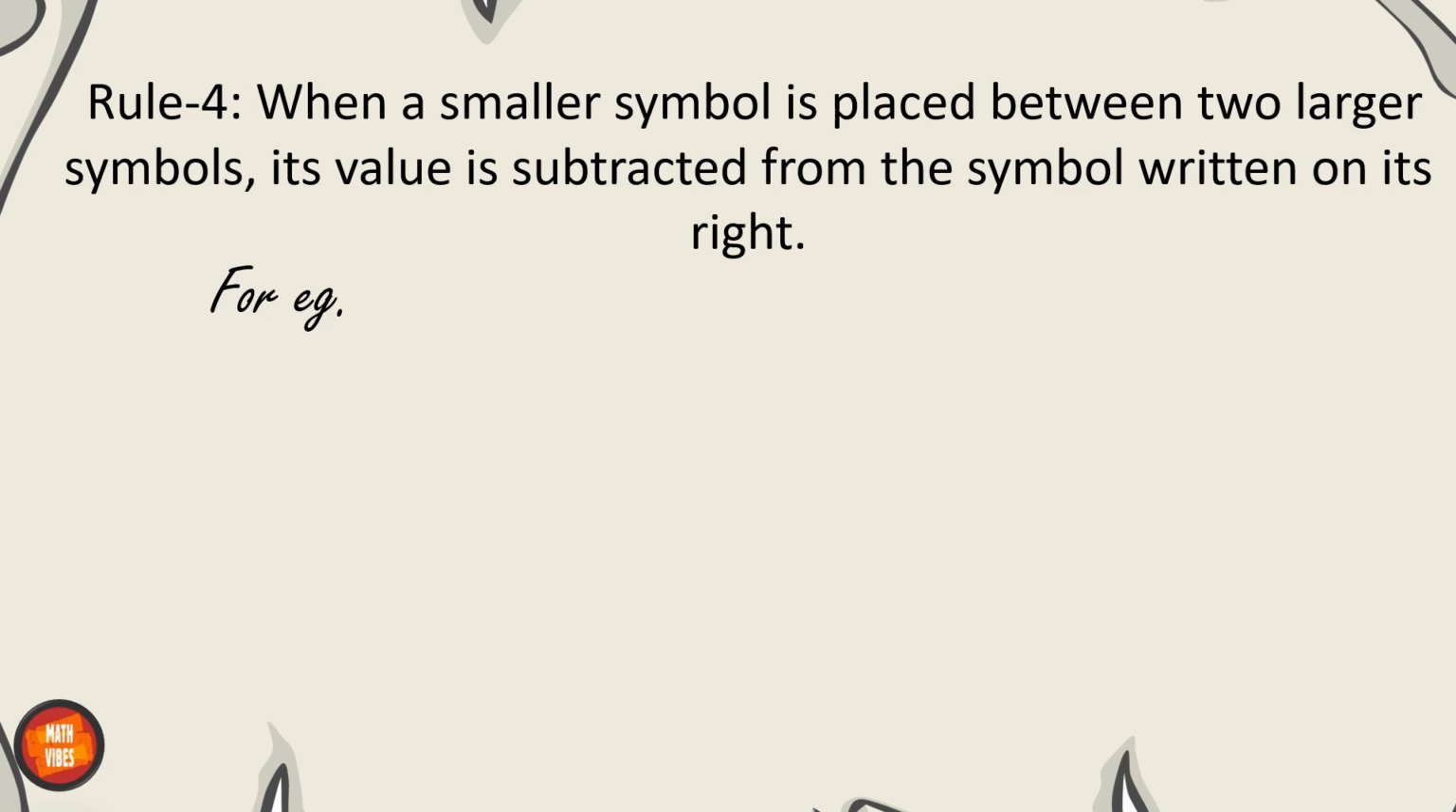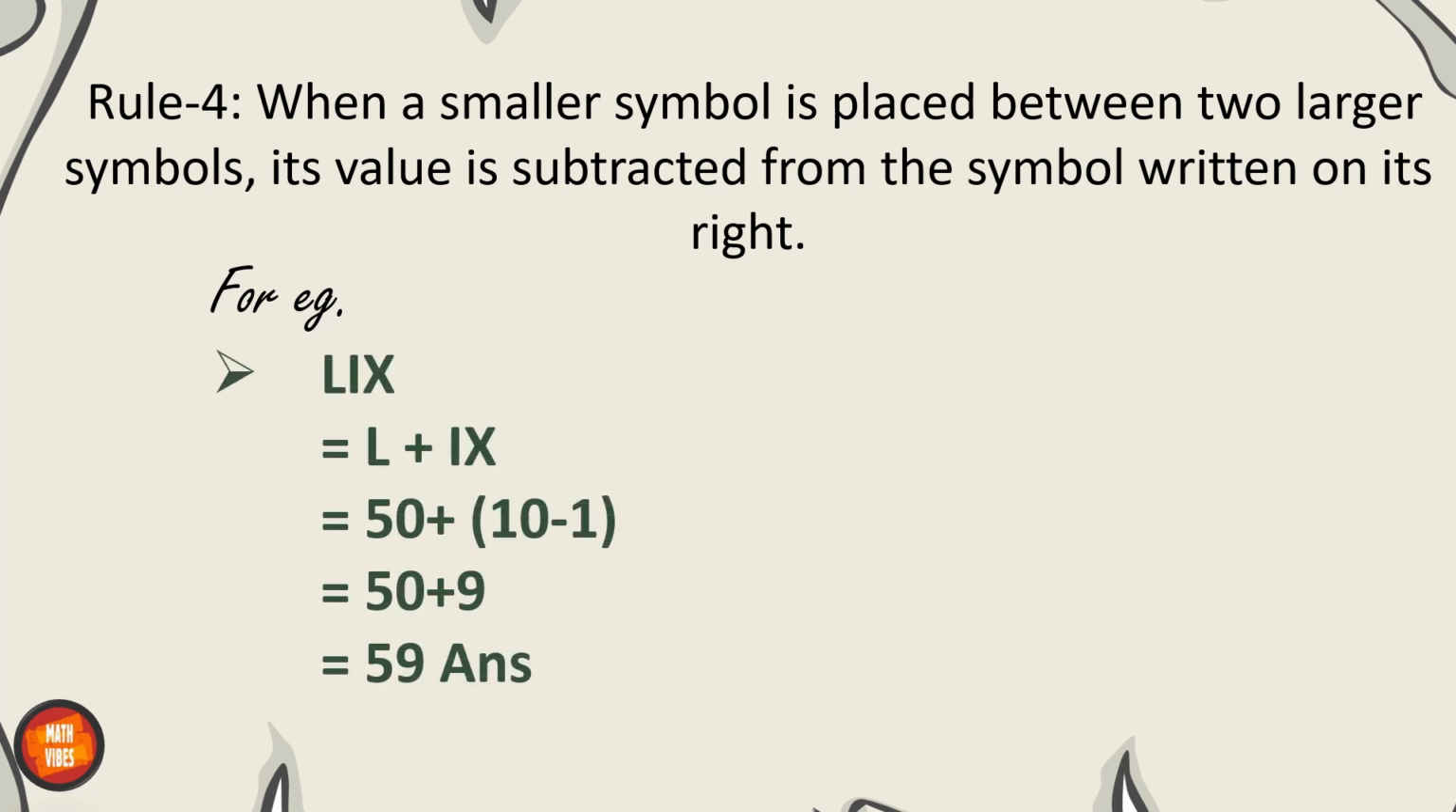A little complicated? No, not at all. Listen, sometimes the situation can come like this also: it is not exactly from big to small or small to big, but it can also happen that the smaller symbol is in between two larger symbols. So in this situation, what do we do? We will subtract that symbol from the symbol written on its right.